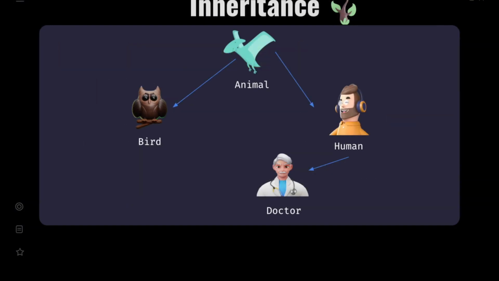We'll look at a practical example of an inheritance structure. The root of the hierarchy will be animal. Extending the animal will be bird and human. Doctor will extend human. We will also look at various methods that each of the inheritance hierarchies will contain.